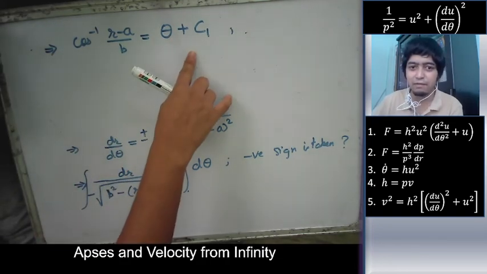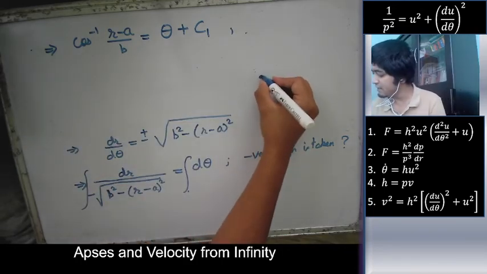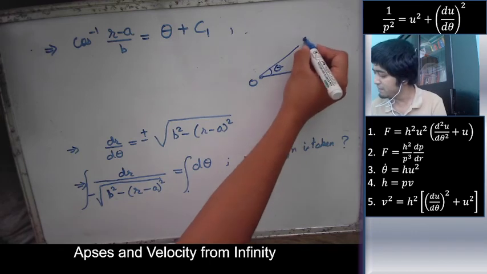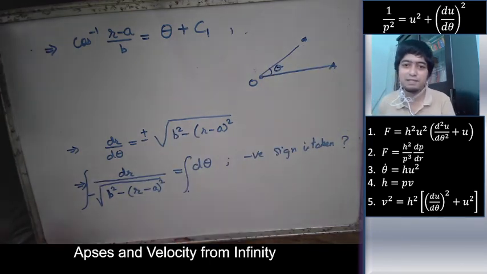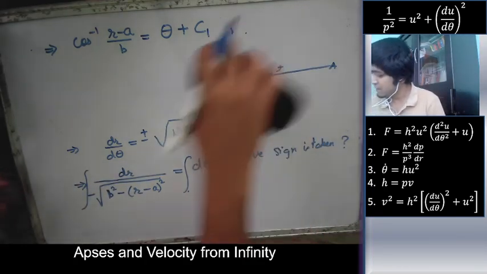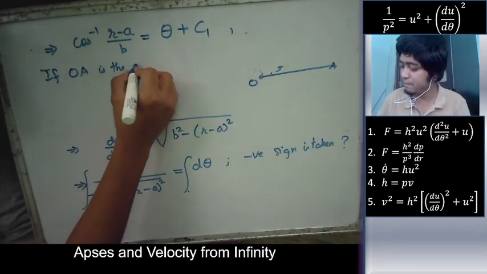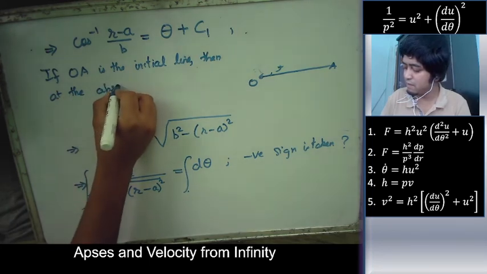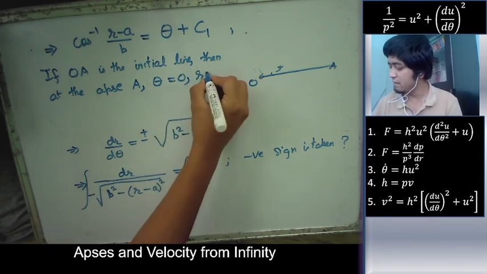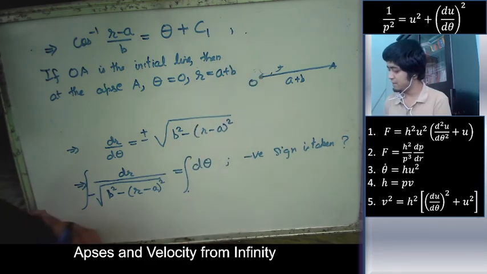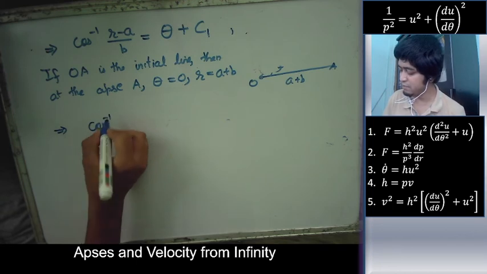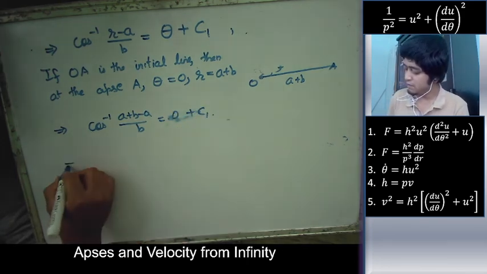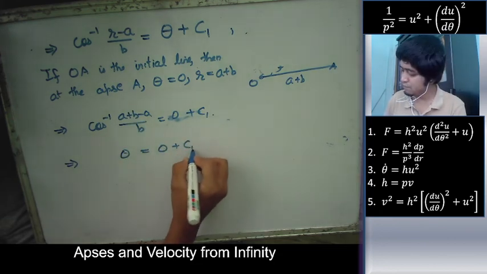And over here, we need to find C1. So what is happening over here? We were taking the initial line to be OA. So at the point A, theta will be 0. If it is at another point, it will be theta, but since the particle starts from A, at the point A theta will be 0. I hope that is clear. If OA is the initial line, then at the apse A, theta will be equal to 0, and r will be equal to a plus b. So substitute it again in that equation. You will have cos inverse of (a plus b minus a) upon b equal theta plus C1. Theta will be 0, so it will be cos inverse 1, which is 0. So C1 will again be 0.